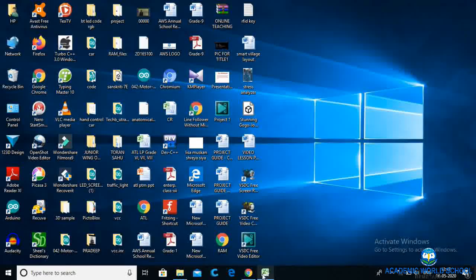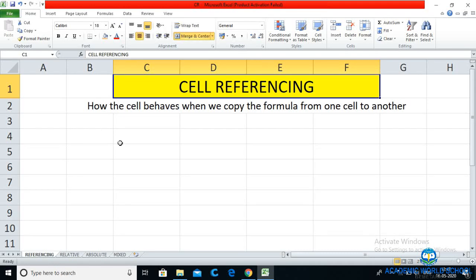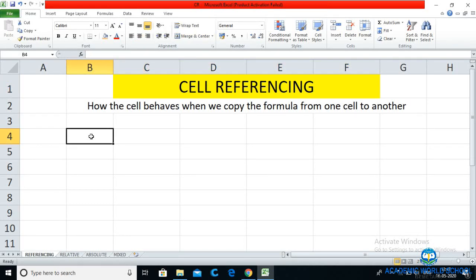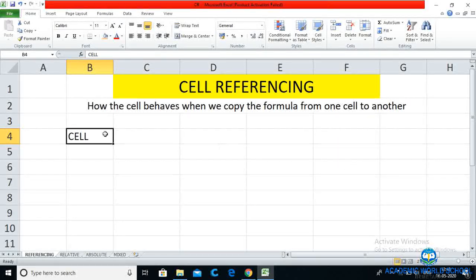Today we are going to learn about cell referencing. Before coming to cell referencing, we need to find out what a cell is. A cell is basically the smallest unit of a worksheet. This is a worksheet and these boxes are known as cells.